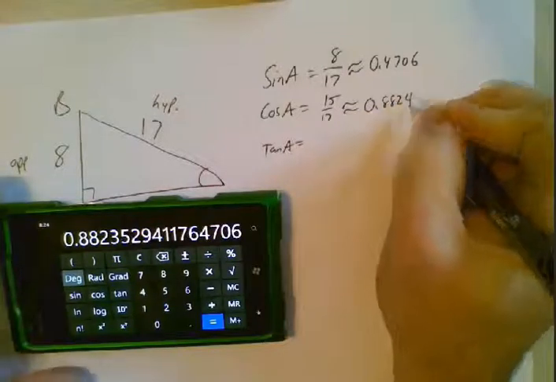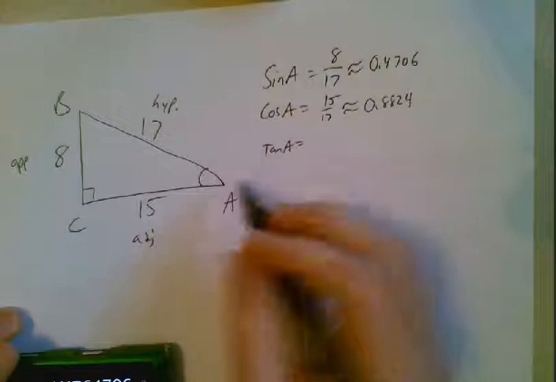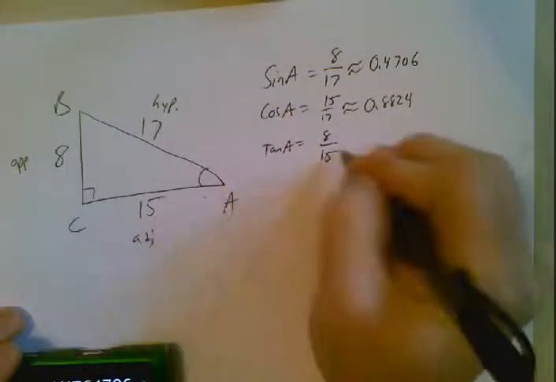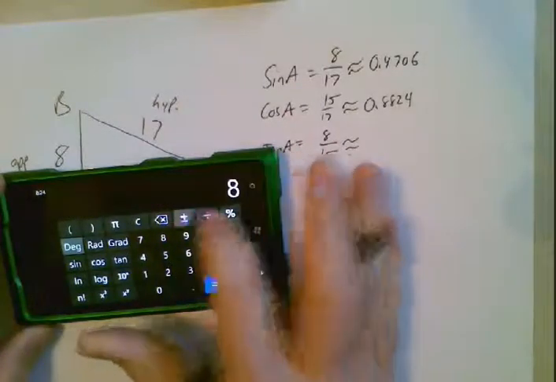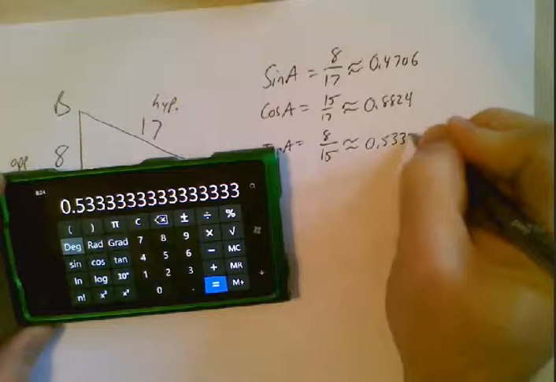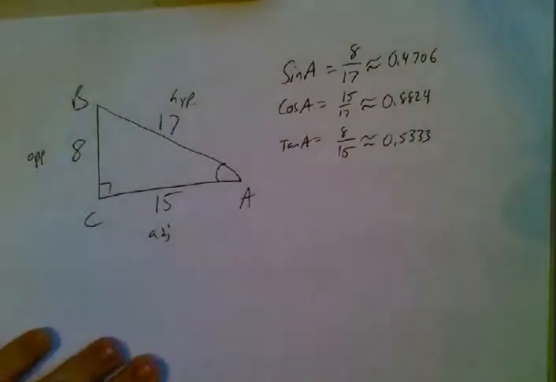0.882, let's go with 4 decimal places, because we can round it up. Amazing. Tangent. Opposite divided by adjacent. That's the one we've done a lot. And now we'll just do 8 divided by 15. Done. And that's pretty much how you set them up.